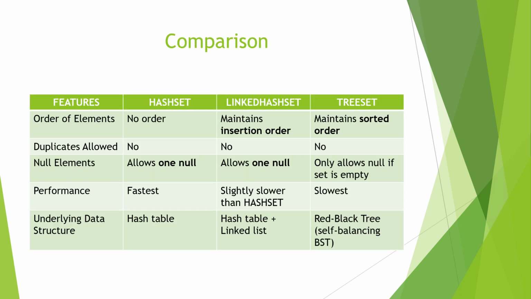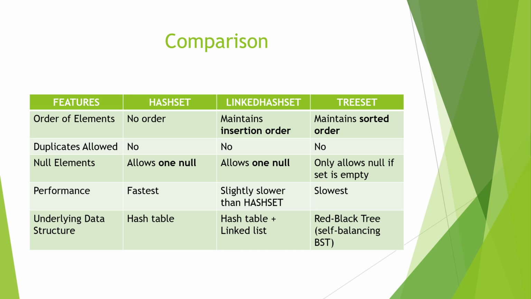So now see the comparison between these three classes. First one is the order of elements. For HashSet there is no order, for LinkedHashSet insertion order is maintained, and TreeSet maintains the sorted order. Since all three classes are under the Set interface, and the Set interface does not allow duplication of elements, no one allows any duplication over here. Then the null element: for HashSet it is 1, for LinkedHashSet it is also 1, but in case of TreeSet it only allows null if the set is empty. That is the condition for TreeSet.